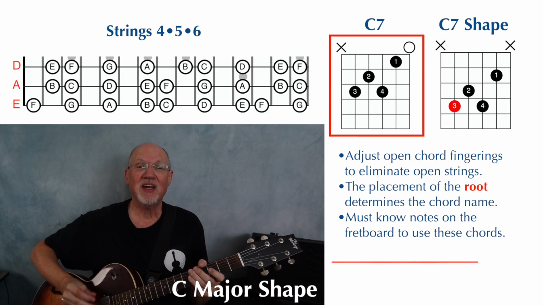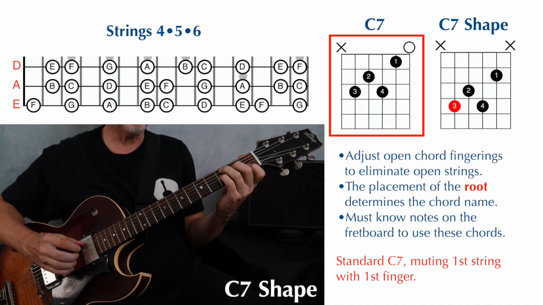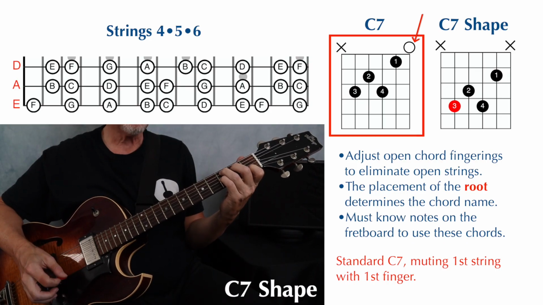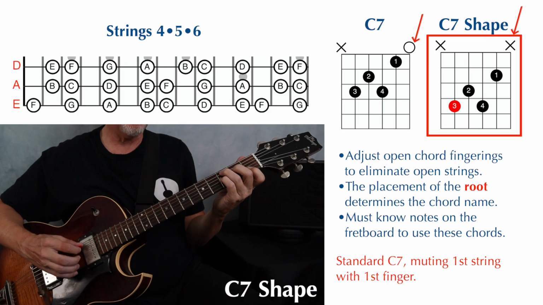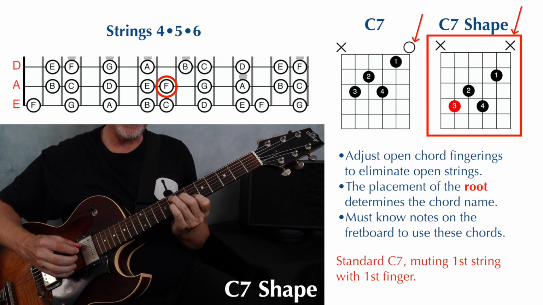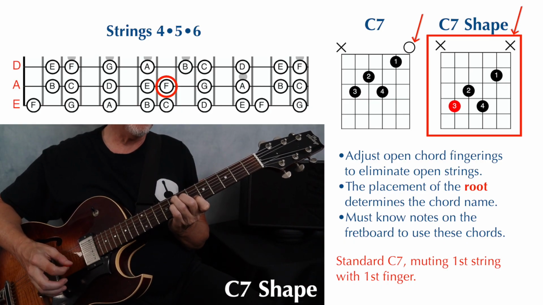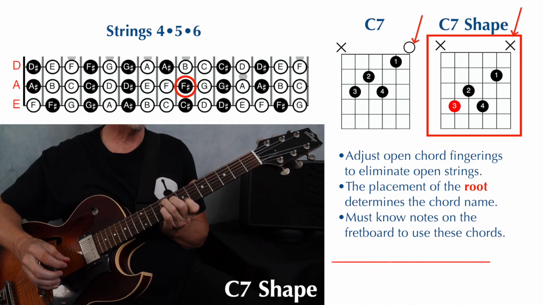Next up, the C7 shape. This one's pretty easy to convert because you don't have to change any fingers. There's only one open string in the C7 chord, this 1st string. If you flatten your fingers out to mute that string, now you have no open strings and you have a movable chord. If you move it so the root is on the F at the 8th fret, you have an F7. Move it 1 fret higher, and you have an F sharp 7.